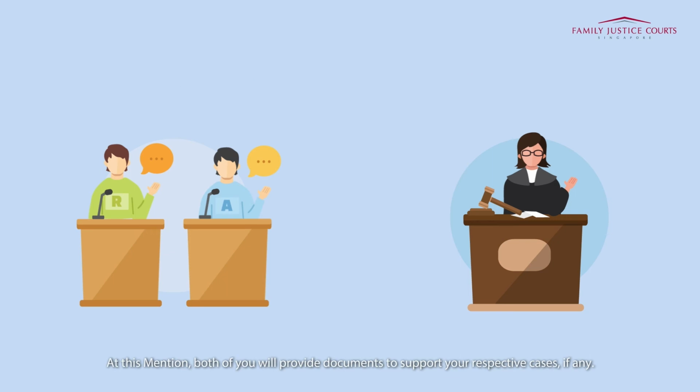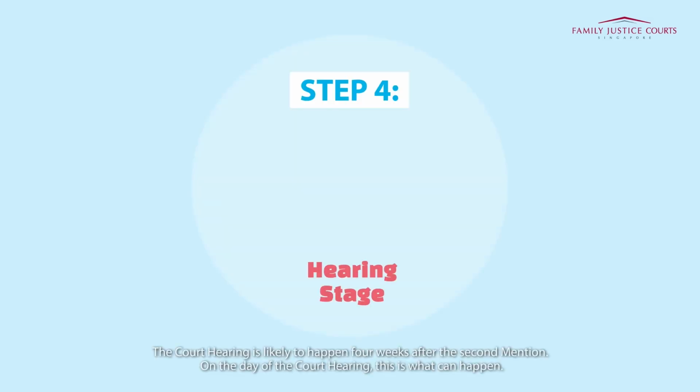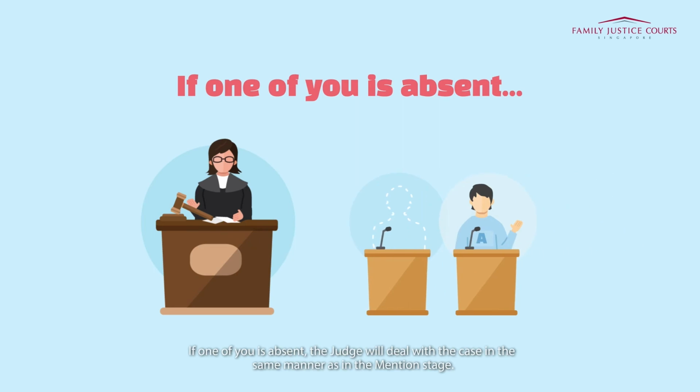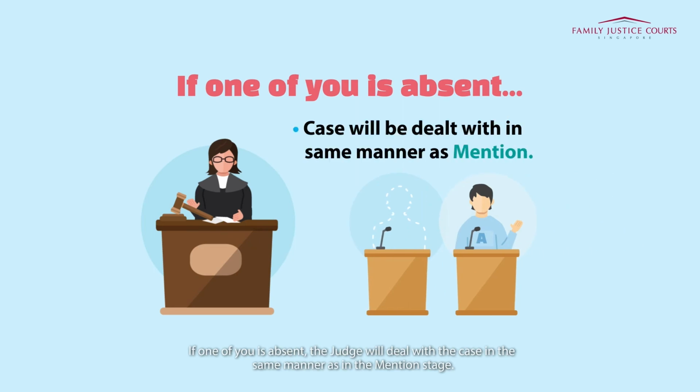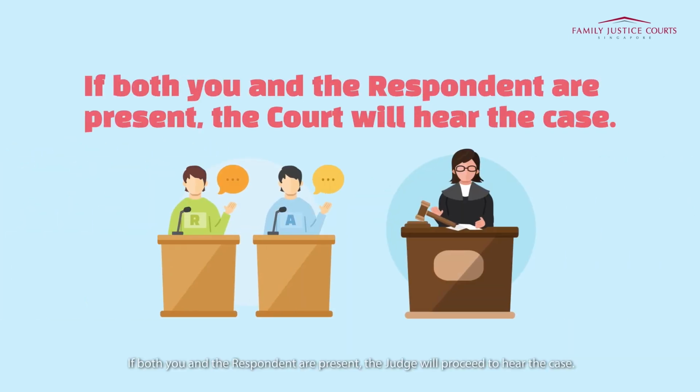At this mention, both of you will provide documents to support your respective cases, if any. These can be police and medical reports or any other relevant evidence. The court hearing is likely to happen 4 weeks after the second mention. On the day of the court hearing, this is what can happen. If one of you is absent, the judge will deal with the case in the same manner as in the mention stage. If both you and the respondent are present, the judge will proceed to hear the case.